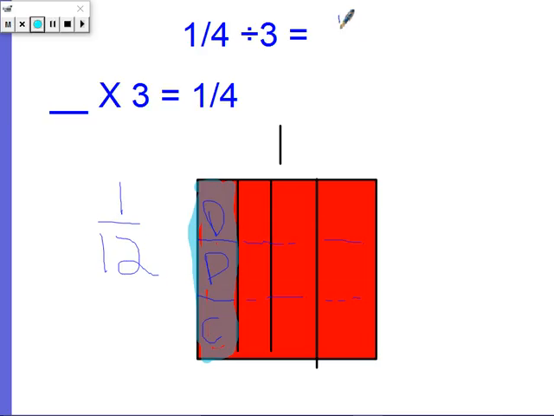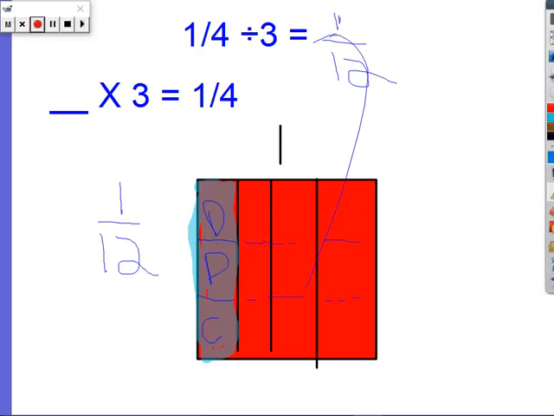So each animal got 1/12 of the bread, not of the piece, but of the whole bread. So let's look at this. How much popcorn would each person get if 3 people shared a half a bag of popcorn equally?